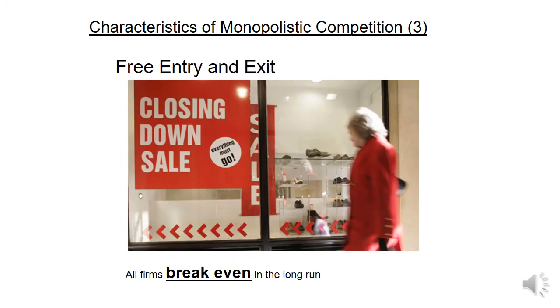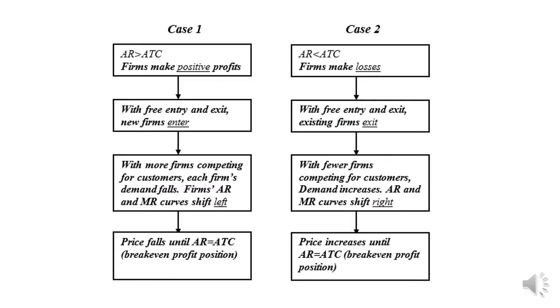Now for the last part of market structure, we look at free entry and exit and how it makes firms break even in the long run. Remember I showed you this slide for the previous part. When there's free entry and exit, all firms break even in the long run. We shall now look at how. This is the process in which your profits will even out, will break even in the long run.